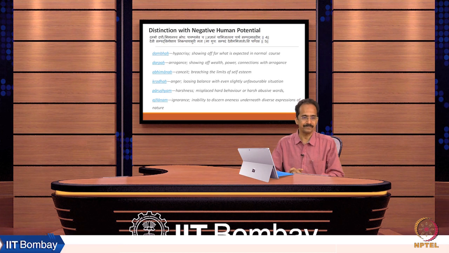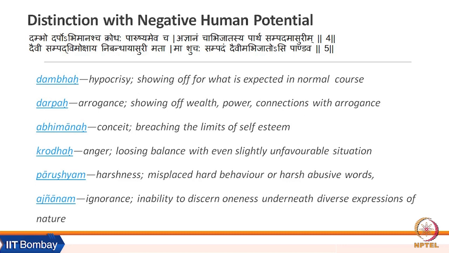That is dambha. Darpa is when showing off combines with arrogance. Darpa is arrogantly showing off our power, our connections, our references, our possessions. So darpa is being extra ostentatious, making others feel small. That behavior is darpa. That's why darpa also means bad odor. Dambha, darpa, abhimana. Abhimana is breaching the limits of self-esteem.